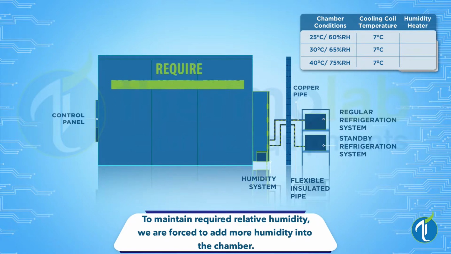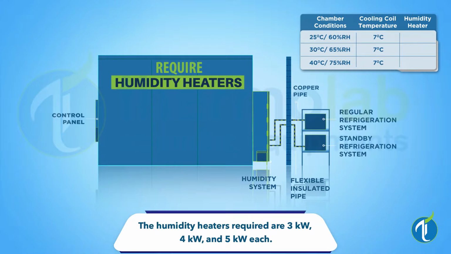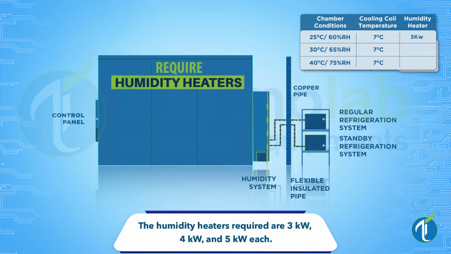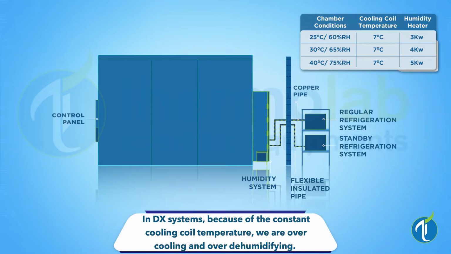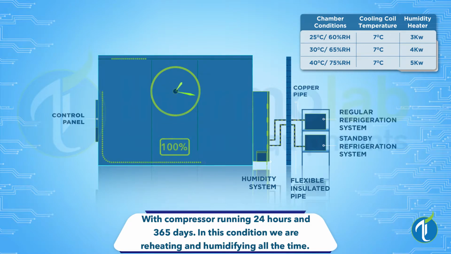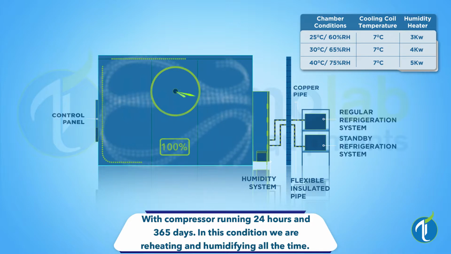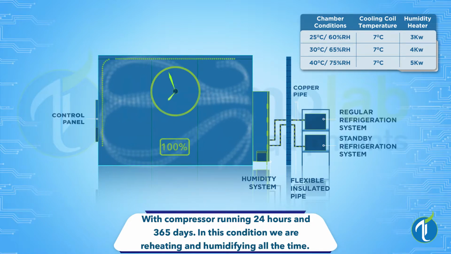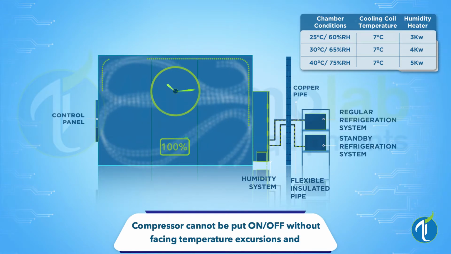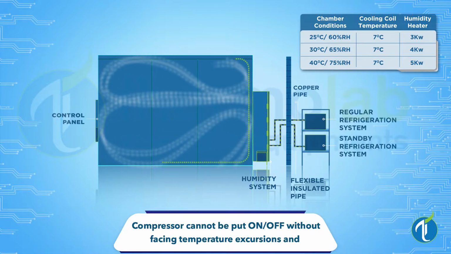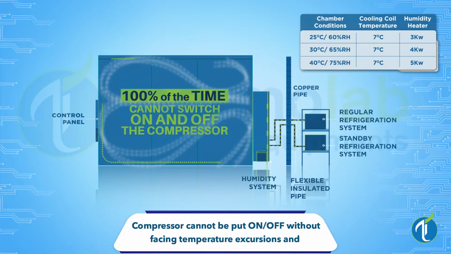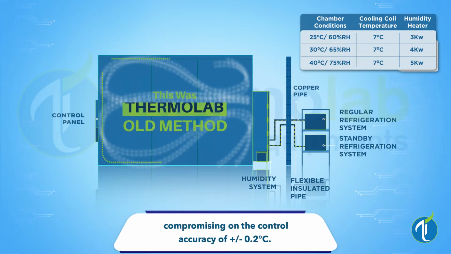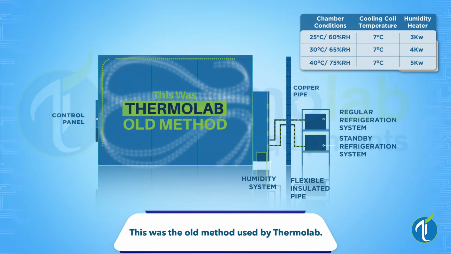To counter that, we need to put on more humidity in the chamber. The humidity heaters are 3, 4 and 5 kilowatt each. In this condition, the compressor is running 100% of the time. There is continuous cooling going on in the chamber, and along with it, there is continuous heating done by the air heater. This is how temperature is controlled in the chamber. The compressor is on 100% of the time, and you cannot switch the compressor on and off. This was the old method used by Thermolab.